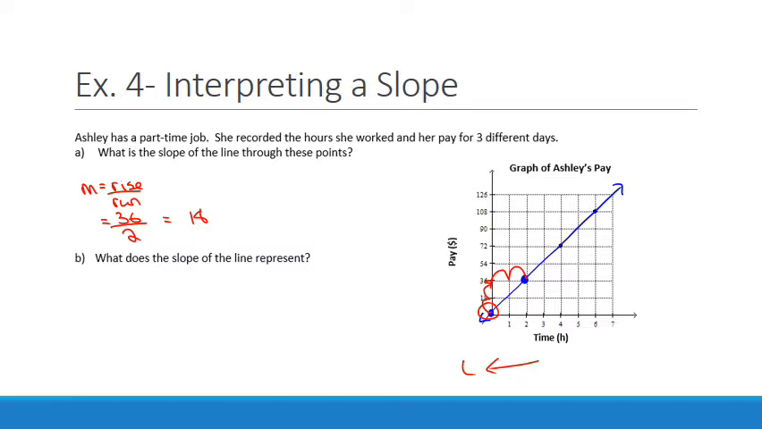So 18. The slope of the line is 18. What does the slope of the line represent? Well, this is where we're starting to get into rate of change. So really, if we interpret it as a rate of change, what would it be? Well, you can see that the pay is dollars, so it would be $18 per hour. All right, $18 per hour.